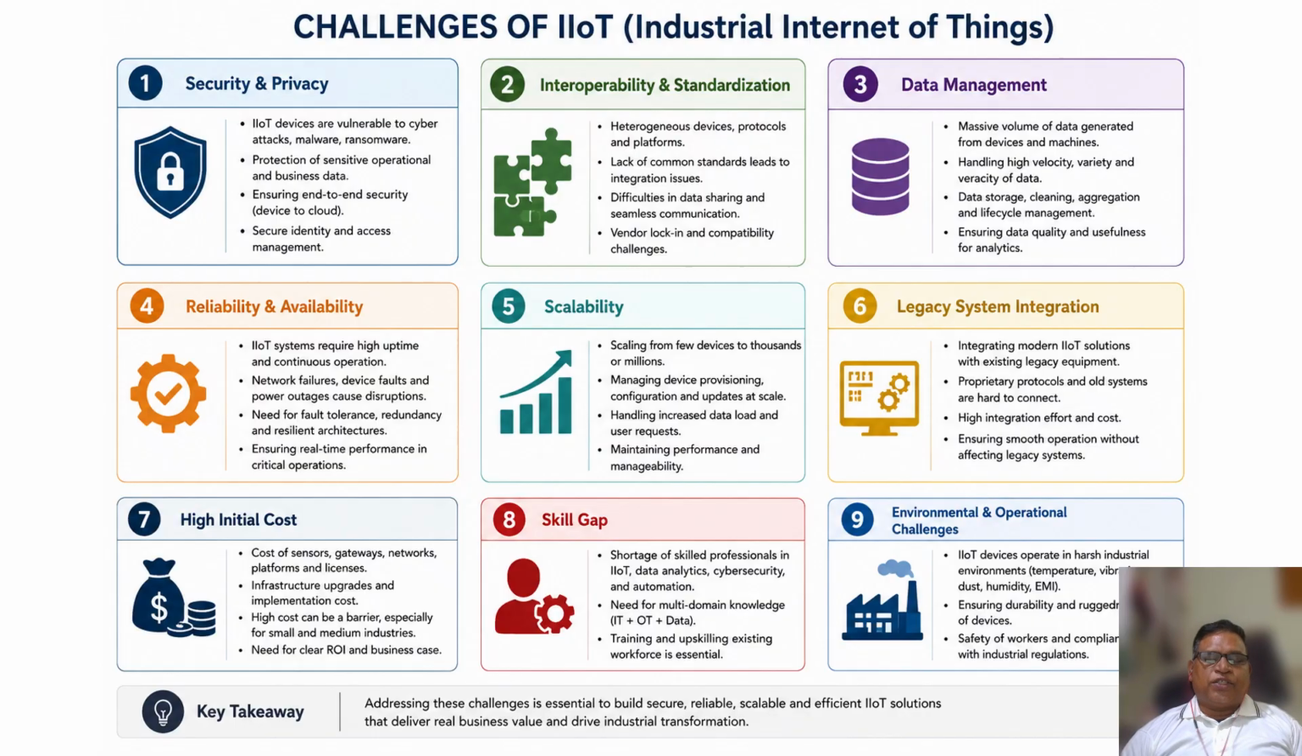Seventh one is high initial cost. Cost of sensors, gateways, network, platforms, and licenses, infrastructure upgrades, and implementation cost is very high. High cost can be a barrier, especially for small and medium industries. Need for clear ROI and business cases.